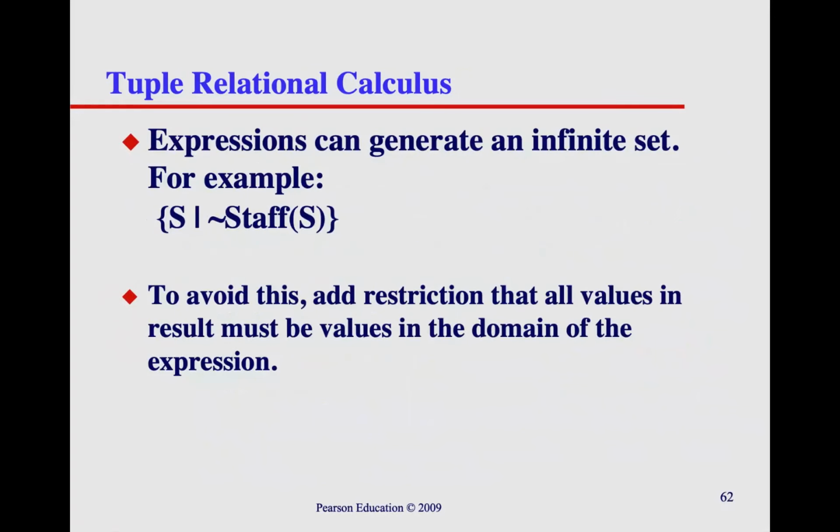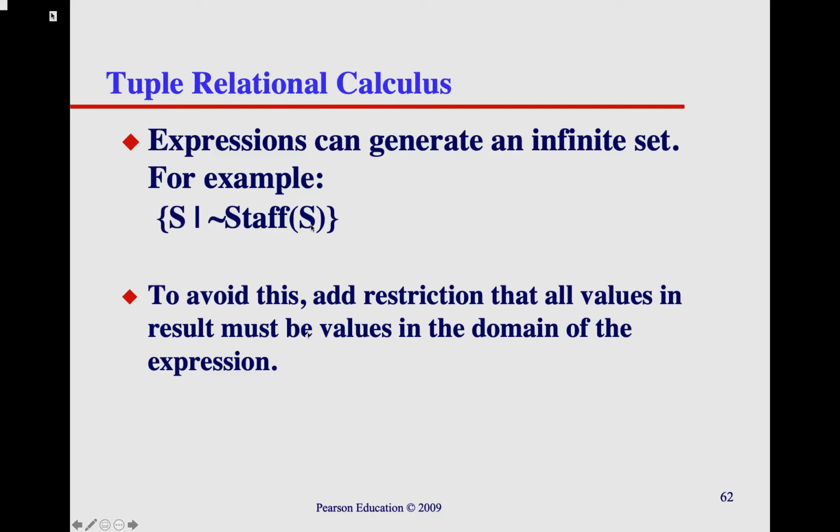So the last thing is you have to be careful about expressions that could generate an infinite set. So you don't want to be able to write this query, the set S such that S is not in the staff, because that's an infinite result. It means essentially return any person who we don't employ, but that's definitely not in the database. So to avoid this kind of nonsensical query, we add the restriction that all values in the result must be values in the domain of the expression.